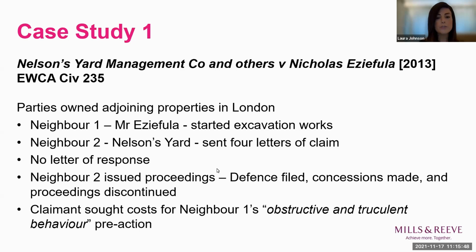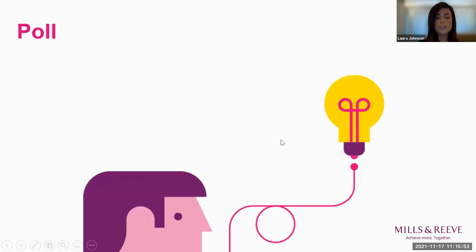On the screen, you will see a number of statements. And what we'd like you to do is choose which one you think best describes the outcome of the Court of Appeal hearing. So we'll just give you a few moments to select your answer, and then we'll take a look at the results. So the statements are: A, the claimant's claim for costs was rejected and they were ordered to pay the defendant's costs in the usual way. B, the defendant was ordered to pay the claimant's costs. Or C, there was no order as to costs.